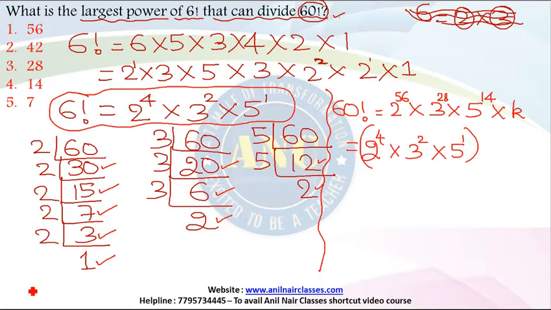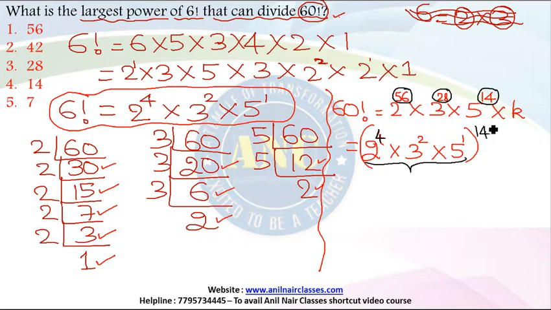Now how much power should I raise for this? Think logically, sir. Suppose this is 4, but here the power is 56. If I raise the power to 14, 14 into 4 is 56, 14 into 2 is 28, 14 into 1 is 14. Everything is matching. This is nothing but 6 factorial.